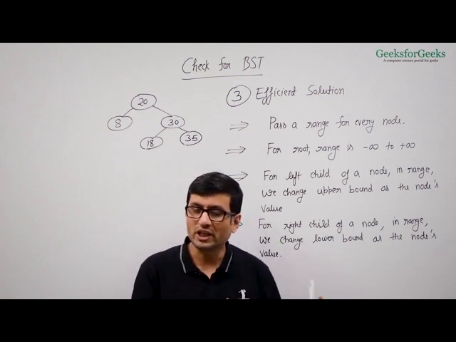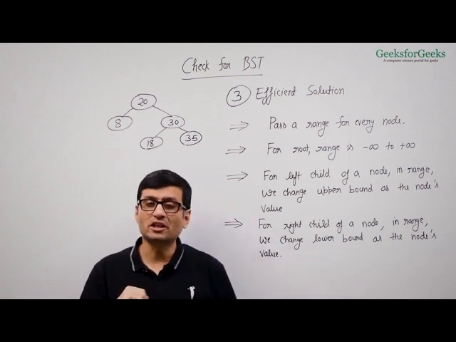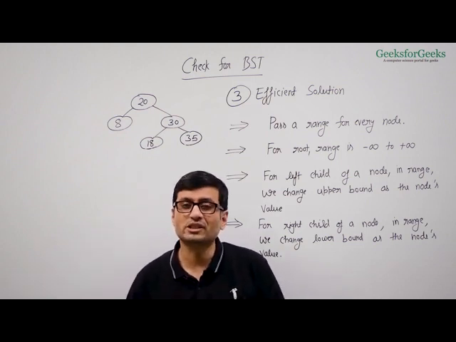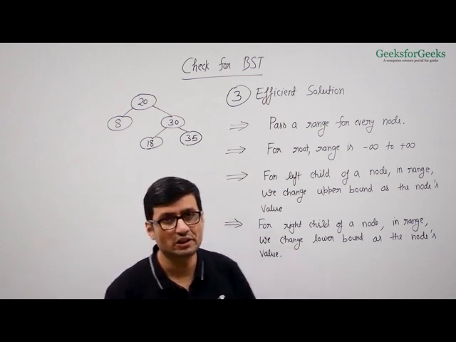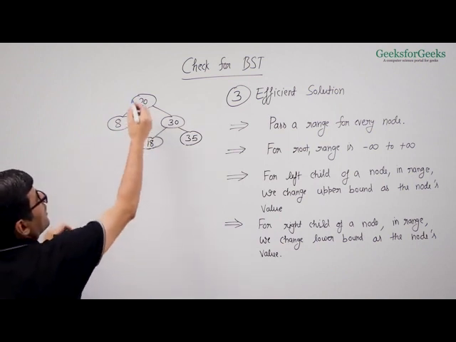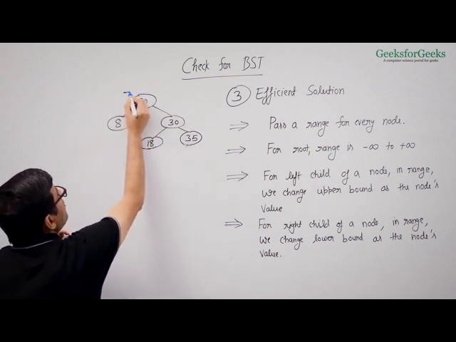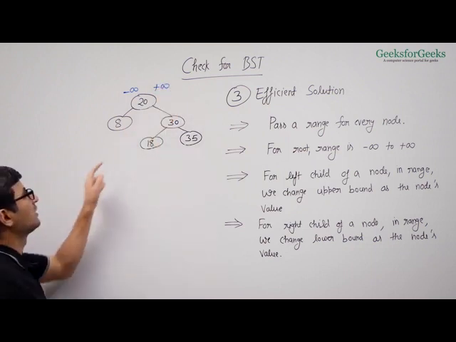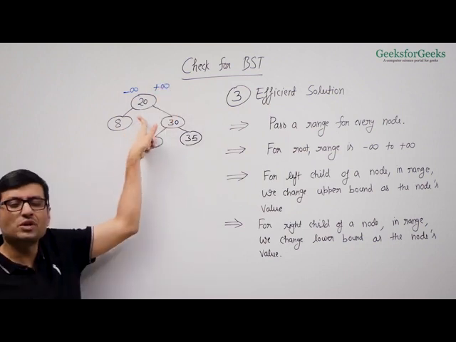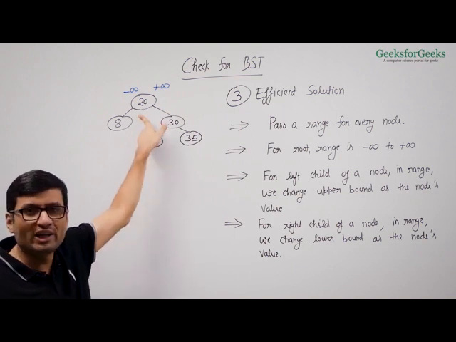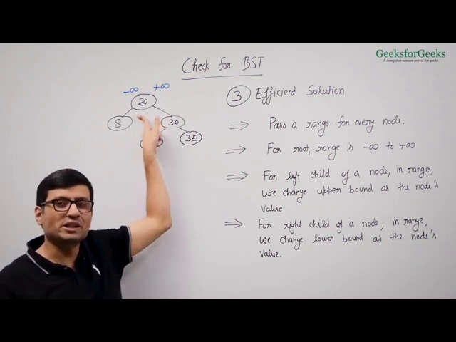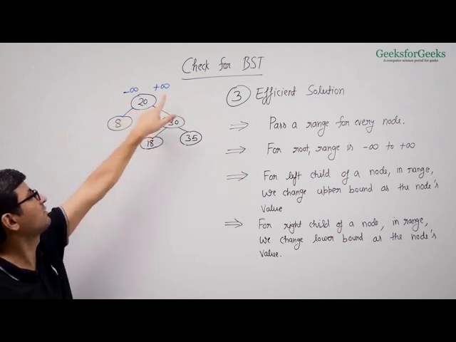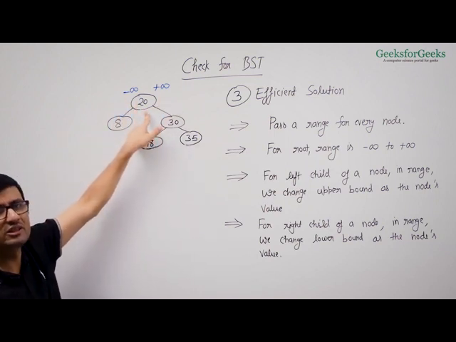If we go to the left child, we change the upper value of range. And if we go to the right child, we change the lower value of range. Let's see. In this example, this root can have any value from minus infinite to plus infinite. And for every node, we check whether its value is within the specified range or not. So for root, it's true because it's minus infinite to plus infinite. Any value is in this range, so it's fine.